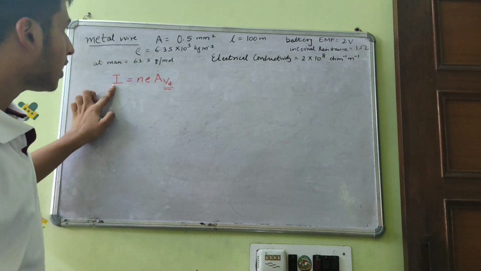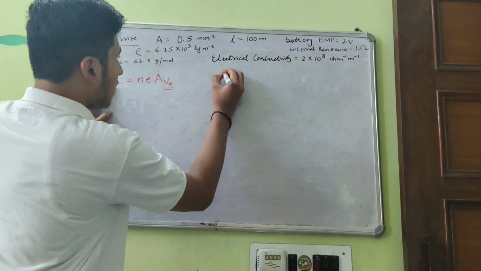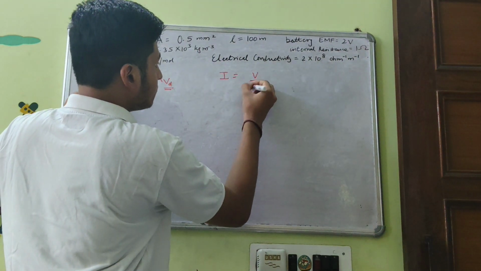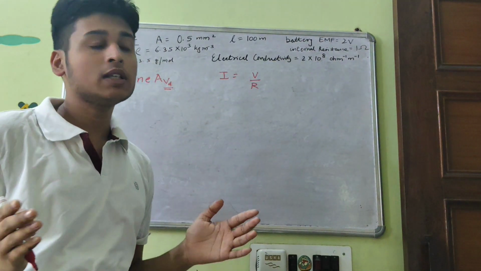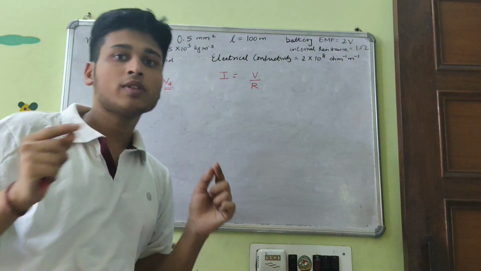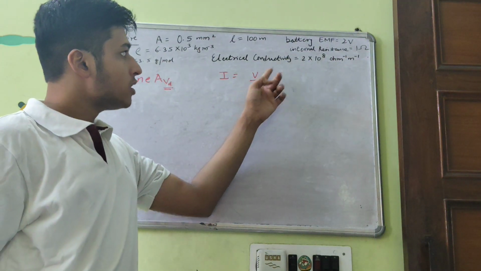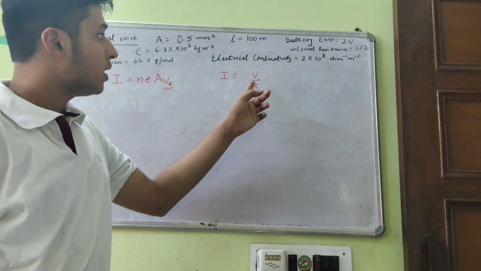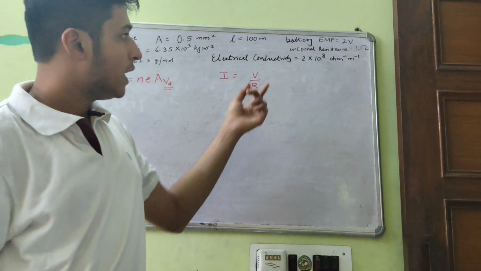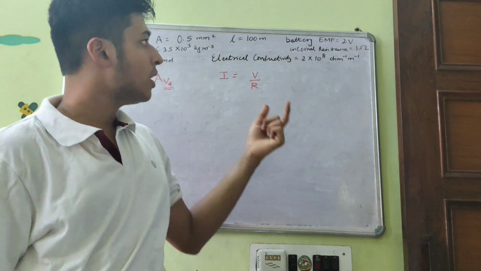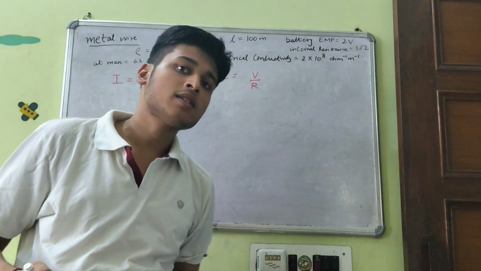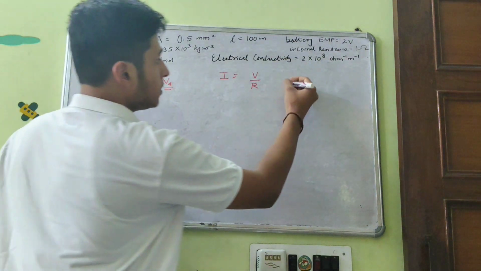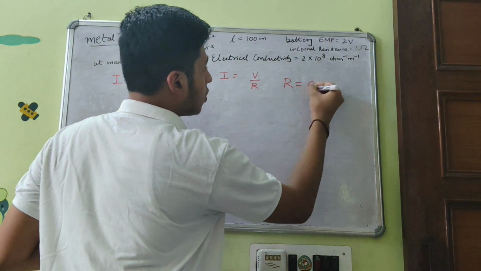So, to find the current, we know that I equals V by R. We need the voltage that is applied across it and the resistance of the circuit. Voltage is applied 2 volts, so it is given. The resistance of the circuit: internal resistance of battery is 1 ohm, total resistance will be internal resistance of battery plus the resistance of this wire. So, R equals rho L by A.